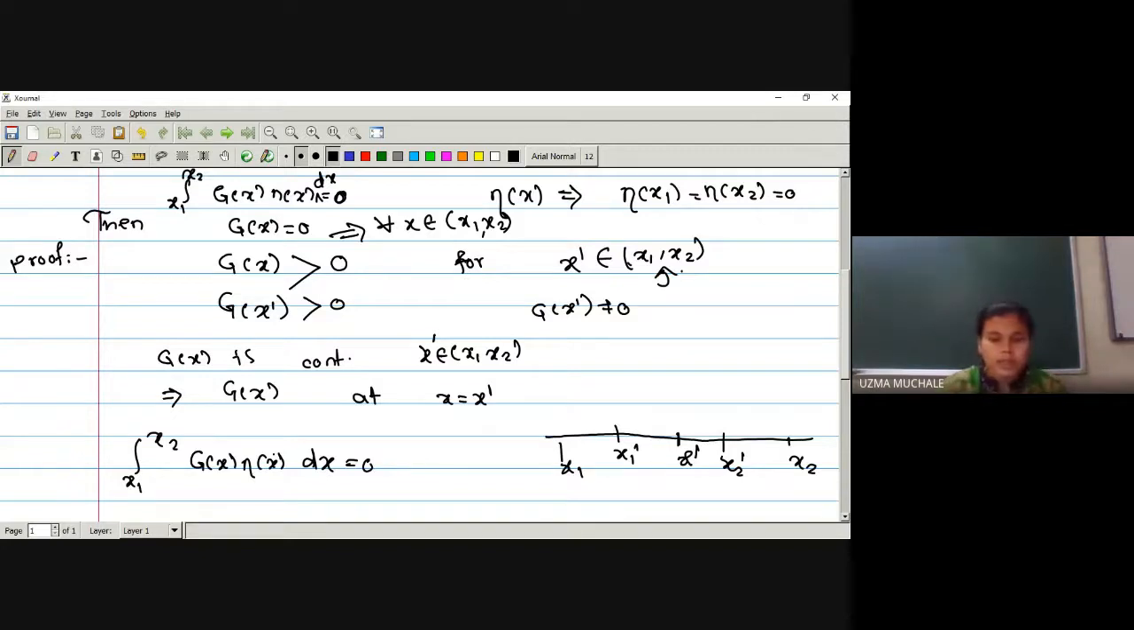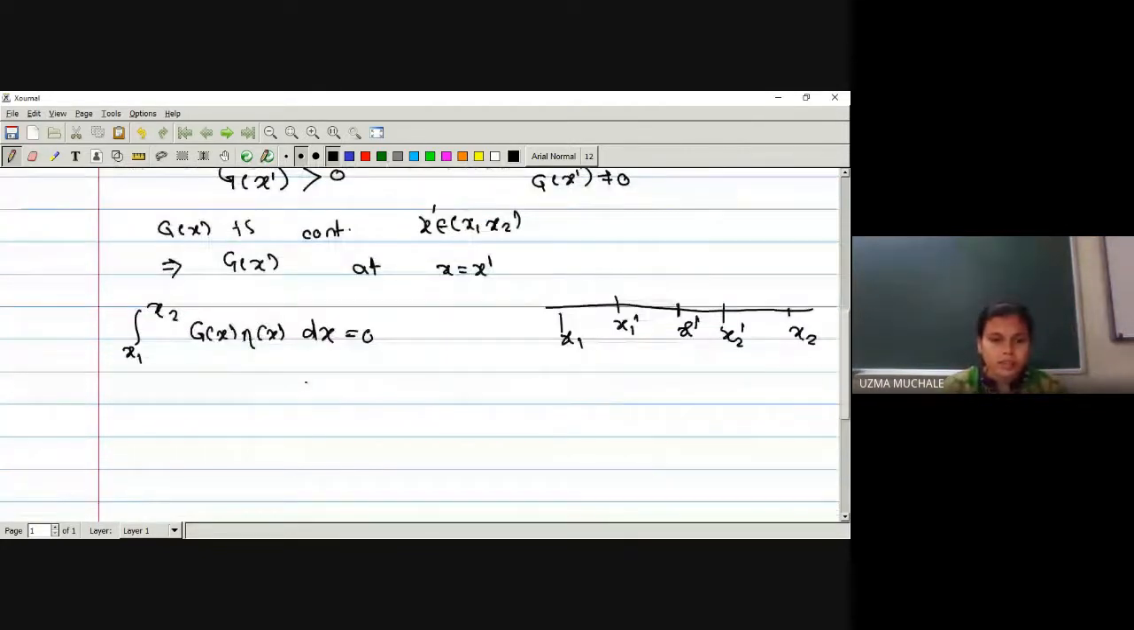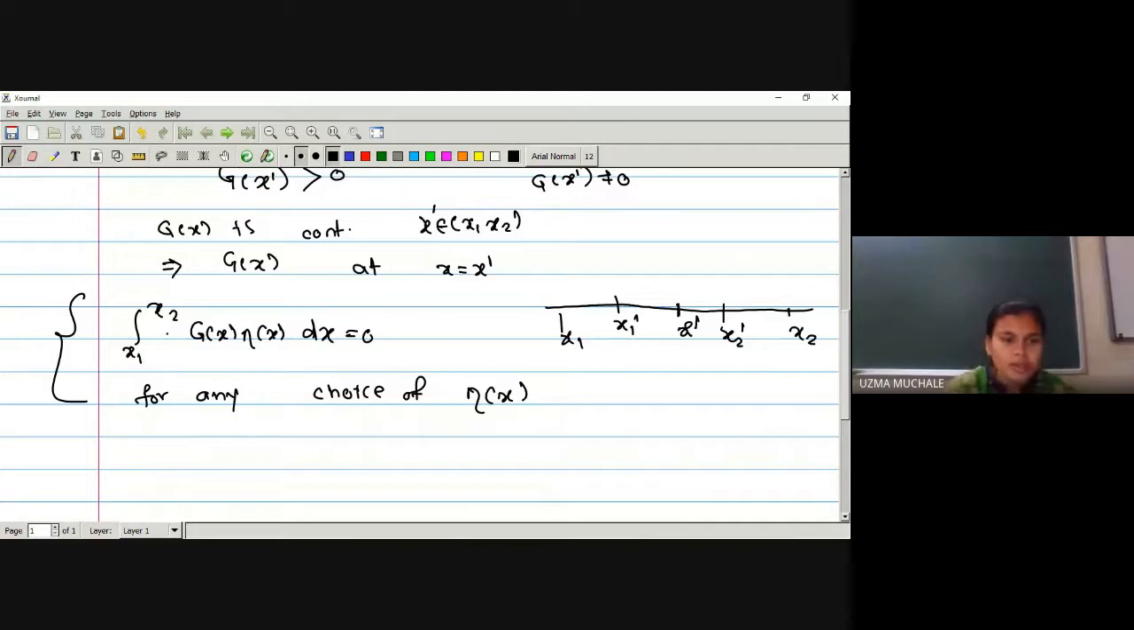What is given to us? The integral of g of x eta of x is equal to 0 for any choice of a function eta of x. It is given to us, the integration from x1 to x2 of g of x eta of x is equal to 0 for any choice of eta of x. Okay, they are provided that for any choice of eta of x.